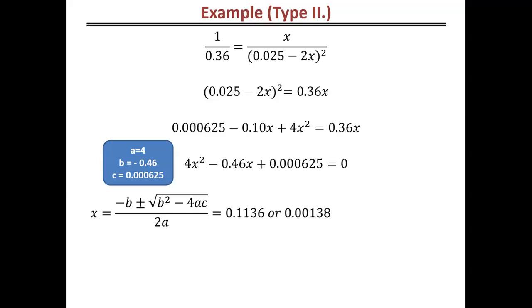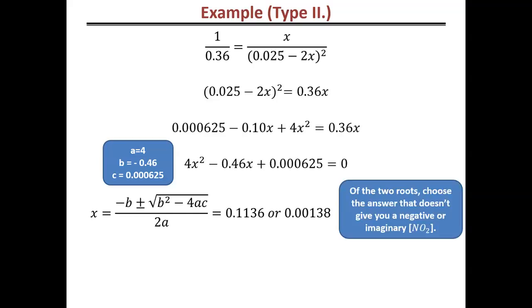Remember, you're going to get two roots a lot of the time. How do you choose the right root? There's only going to be one right answer. You need to choose the answer that doesn't give you a meaningless concentration. So here, remember, we're going to subtract 2x from the original 0.025 molar. So it couldn't be the 1136 number. That would give us a negative NO2 concentration, which we can't have. So that means it's the root in the red box that is going to be the correct root to use.